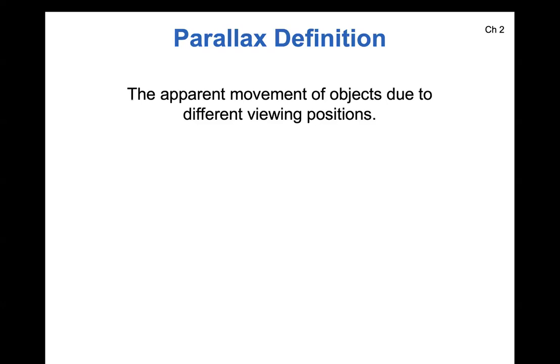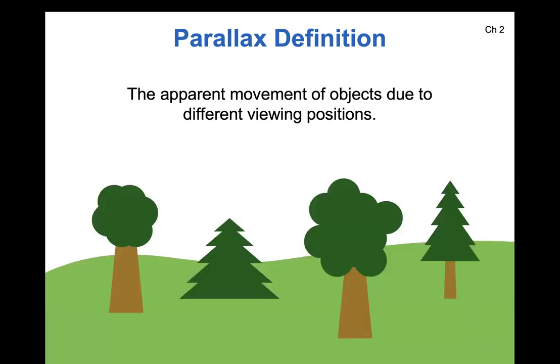All right, movement on the sphere. The apparent movement of objects due to different viewing positions is something called parallax. You probably haven't heard the term before. If you have, that's great. That helps with the introduction. We're going to see it a few times when we talk about astronomical objects. It's a fairly simple idea, but it's crucial for understanding why things appear to be at different locations relative to each other. All right, and we'll look at a picture here.